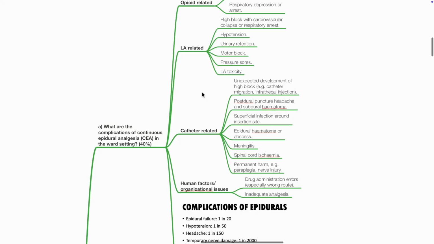meningitis, spinal cord ischemia, permanent harm such as paraplegia and nerve injury. Last is human factors or organizational issues such as drug administration errors and inadequate analgesia.